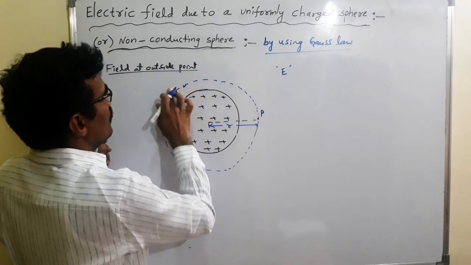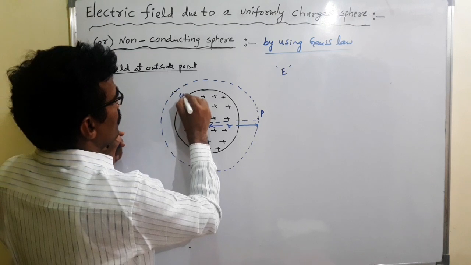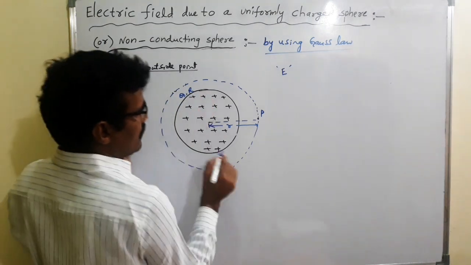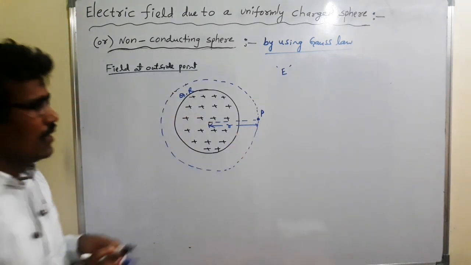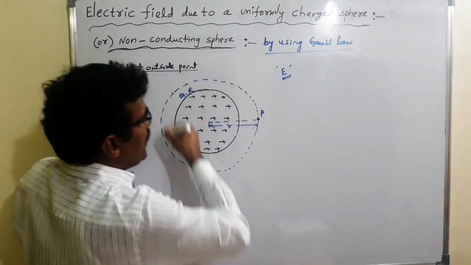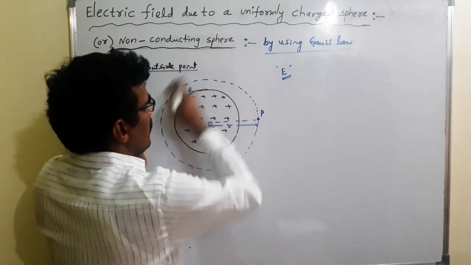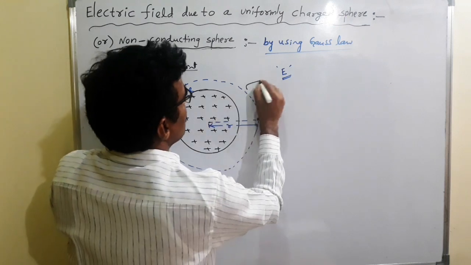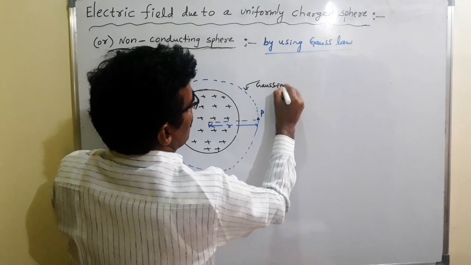The total charge distributed is how much? Q. Total charge Q, its radius is R. We want field at this point. At this point field is how much? E. So here draw a Gaussian surface. Imagine an imaginary sphere around it, which is said to be the Gaussian surface.